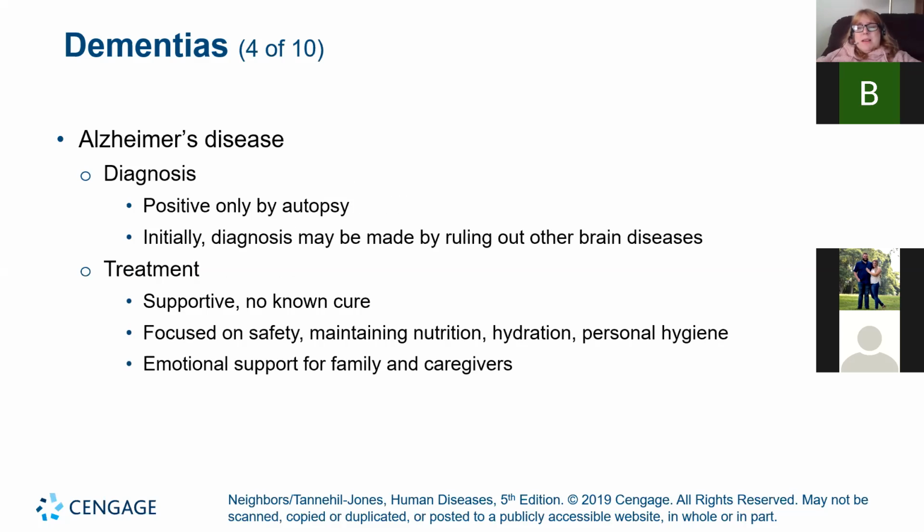We can only positively diagnose it using an autopsy, okay? And initially, the only way we figure it out is by ruling out a lot of other brain diseases. So the treatment, there is no known cure. But there are drugs out there which are slowing down the progression of it. The focus is on keeping these patients safe, keeping their nutrition levels up, their hydration levels up, and their personal hygiene.